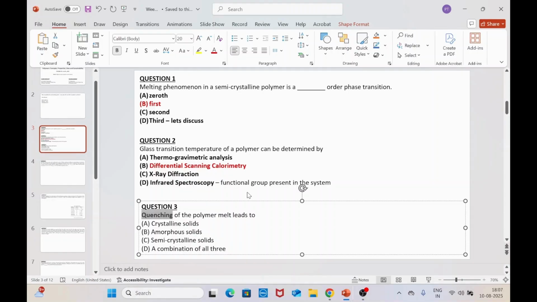So does it basically result in crystalline polymers? Of course, that is not going to happen. As we said, 100% crystallinity is not going to be possible. Or is it going to be amorphous? Or is it going to be semi-crystalline? Or is it going to be a combination of all? I think it's better to write this as none of the above.